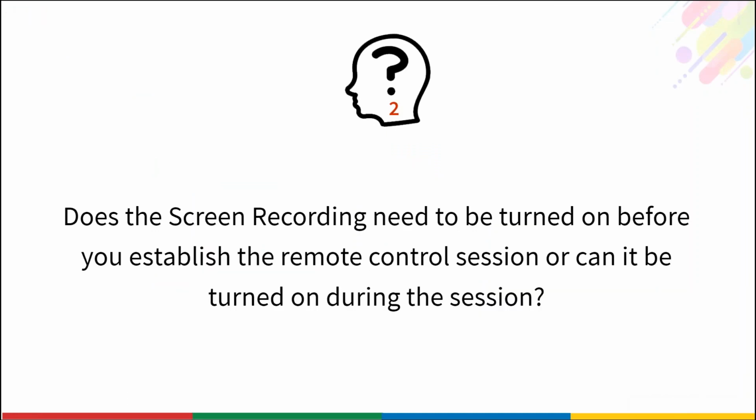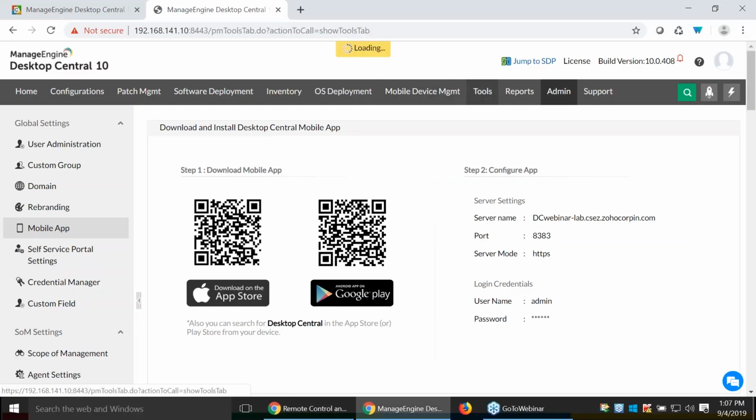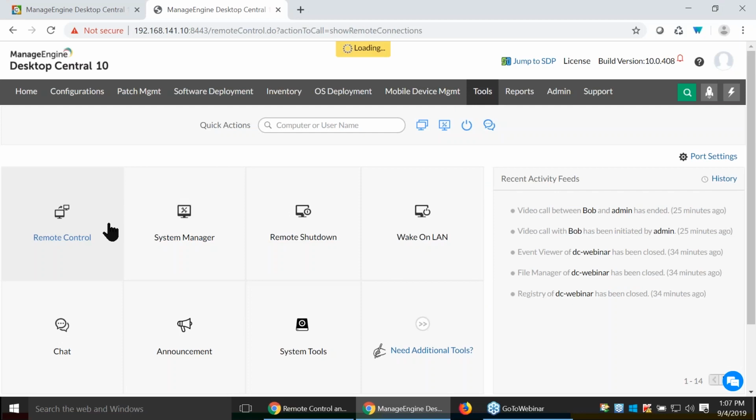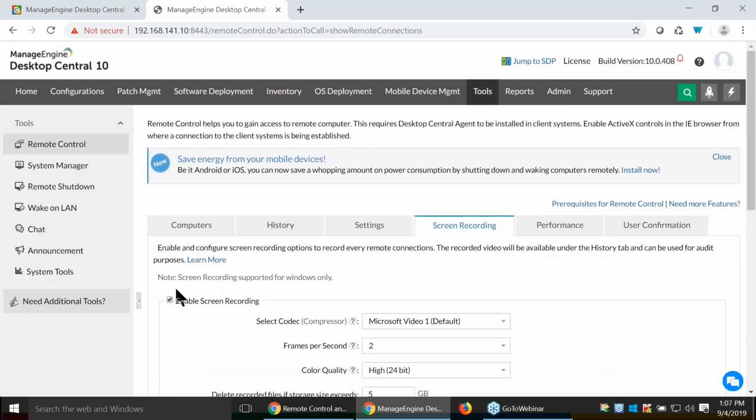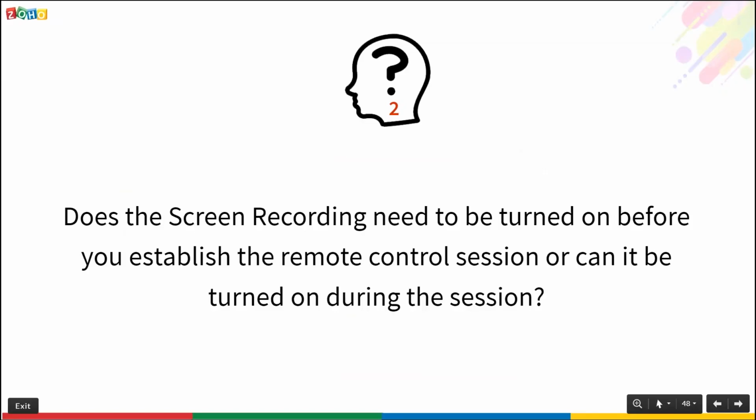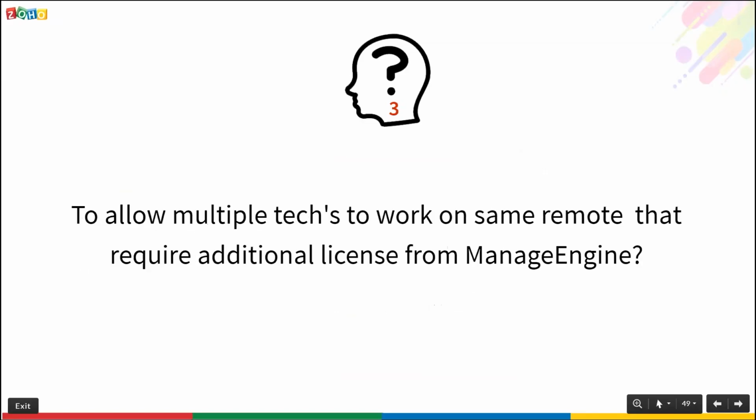Does screen recording need to be turned on before you establish the remote control session, or can it be turned on during the session? Yes, this is one important aspect to make note of. If you want to record the screens, you have to enable the screen recording option before you initiate the remote session. Under Tools and Remote Control, the screen recording option has to be enabled well before you initiate the remote session. If you enable this option while in a remote session, that session will not be recorded, but the upcoming sessions will be recorded.